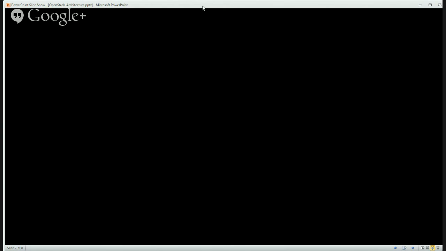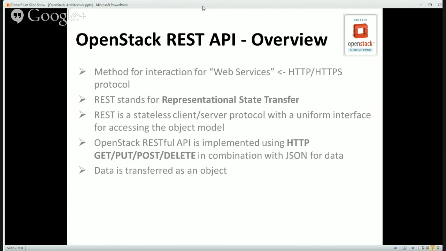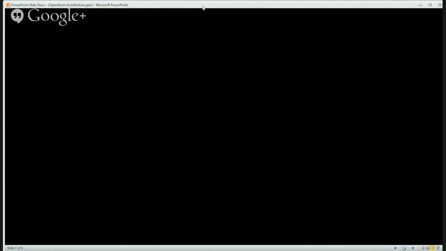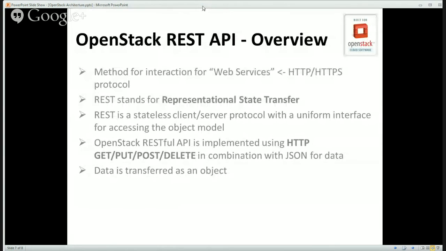The OpenStack RESTful API is implemented using HTTP. So you are using standard HTTP commands like GET, PUT, POST, and DELETE, in combination with JSON for data. And data is transferred as an object. So whenever we are using the API, we are always getting the data in the form of an object. Hopefully by this time you have a good understanding of what the REST API is.